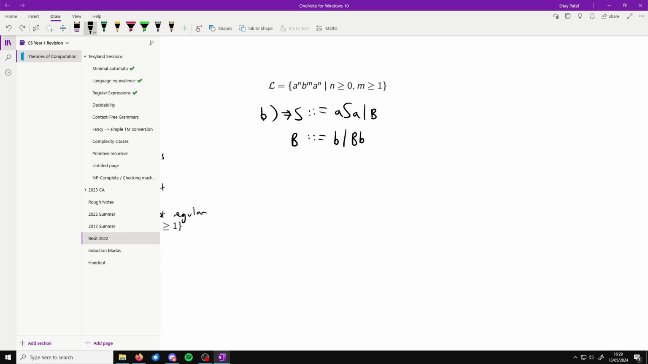Should B also give S? So B or BS? No, because that would mean we can have A's in between. So the idea is B is just supposed to derive any number of B's like this. At least one B. So B represents B plus. And then S represents this language up here. Cool.